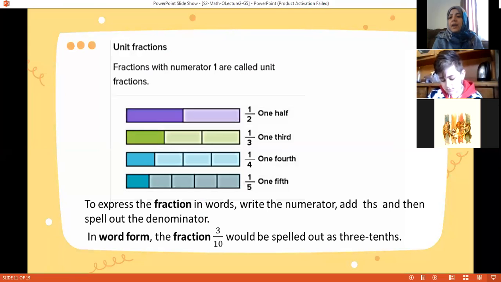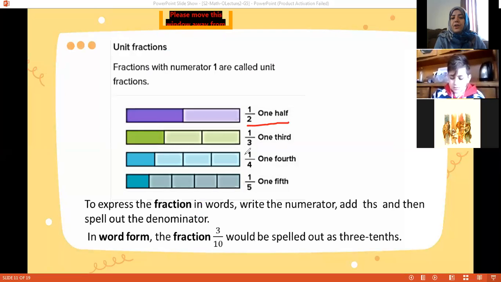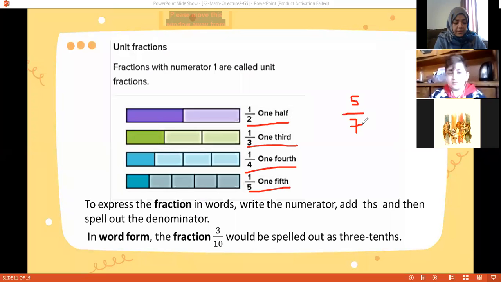Here we learned how to name a fraction. If you look at the first ones, here we have 1/2, 1/3, 1/4, 1/5. So if I have, for example, 5/7, what do I call this?